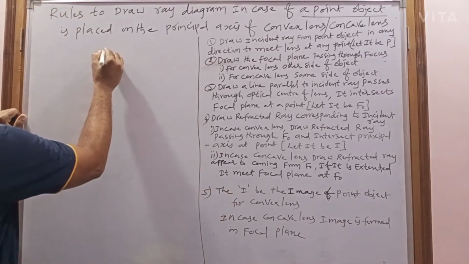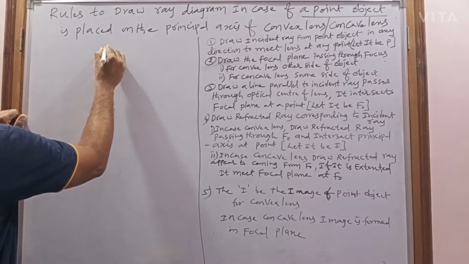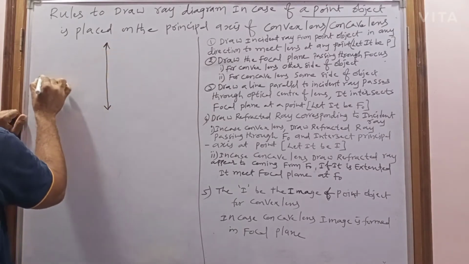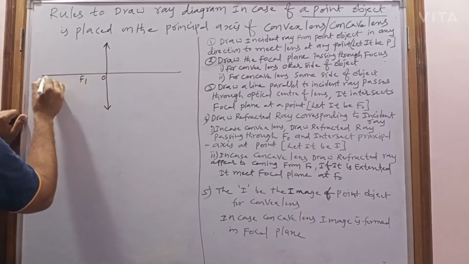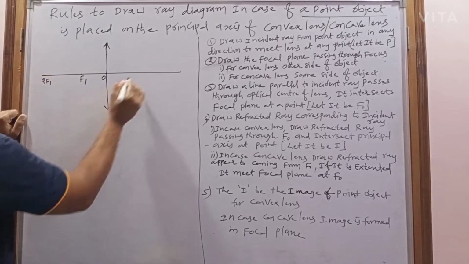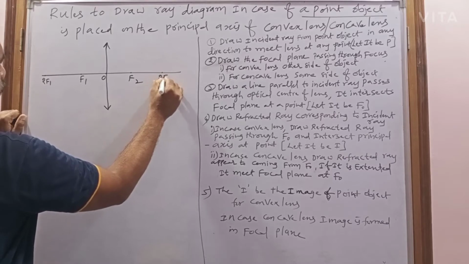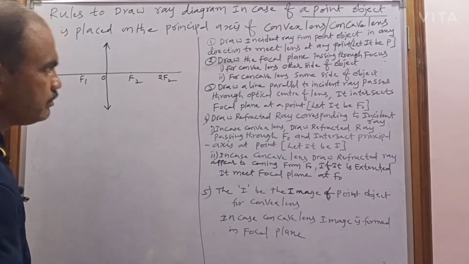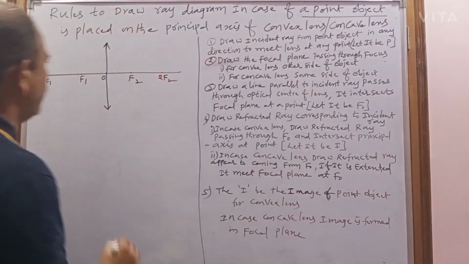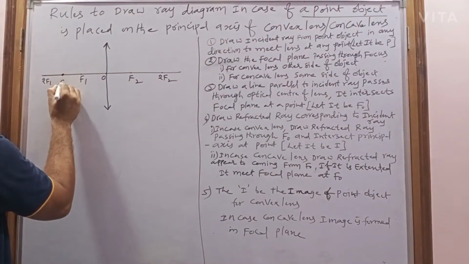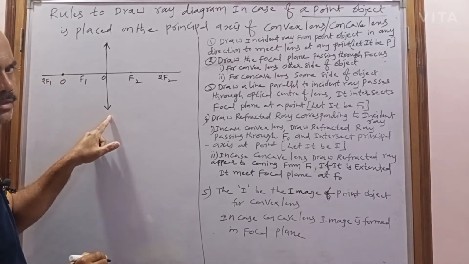Now consider this is a convex lens, and this is the symbol of the convex lens. While drawing the ray diagram, this is the optic center, this is F1, this is 2F1 or C1, this is F2 and this is 2F2 or C2. Now which type of object? A point object. I am taking a point object here, placed on the principal axis of the convex lens.